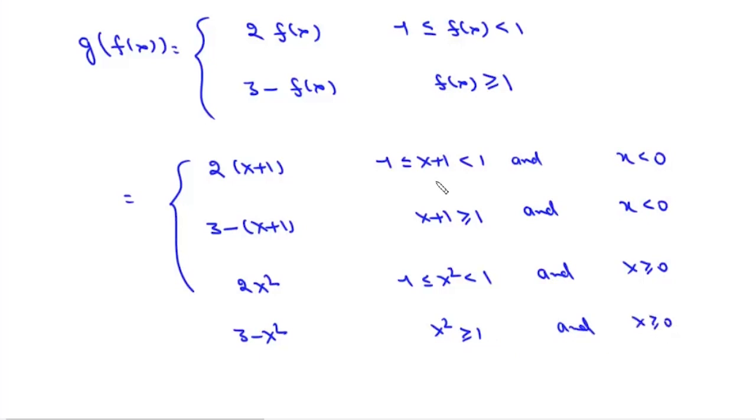Now we'll solve these conditions. Now this is -2 less than or equal to x less than 0, and this is x is less than 0. So the intersection of these two conditions is this interval.